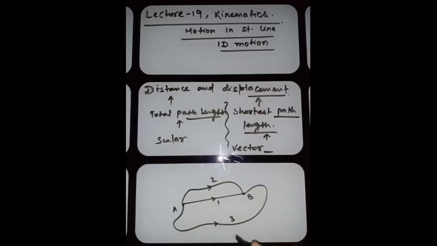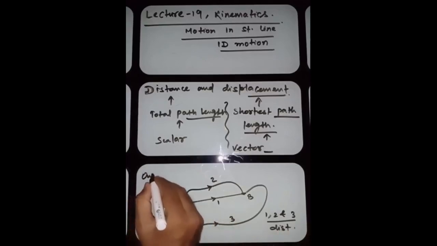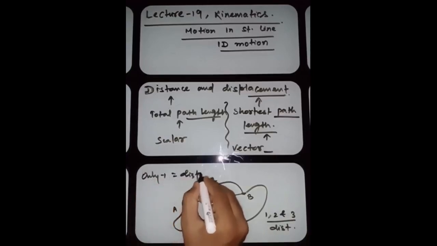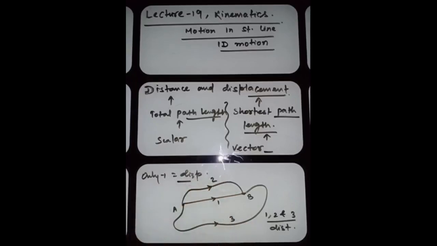Now the question is, which path represents distance and which path represents displacement? So we reach the answer: paths 1, 2 and 3, all these 3 paths represent the distance, whereas only path 1 represents the displacement. I hope you got the answer before my explanation. Okay, so this is distance and displacement.